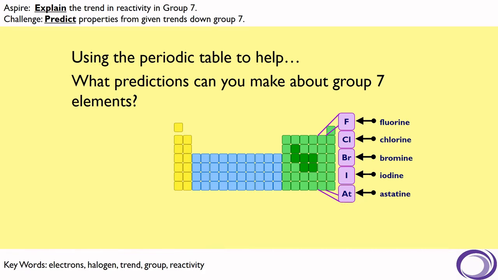So, using what we've just drawn, I'd like you to think about what predictions you would be able to make about the group 7 elements. Think back to group 1 and group 0 that we looked at last lesson, and just take a few minutes to think about what properties and predictions you may be able to make.